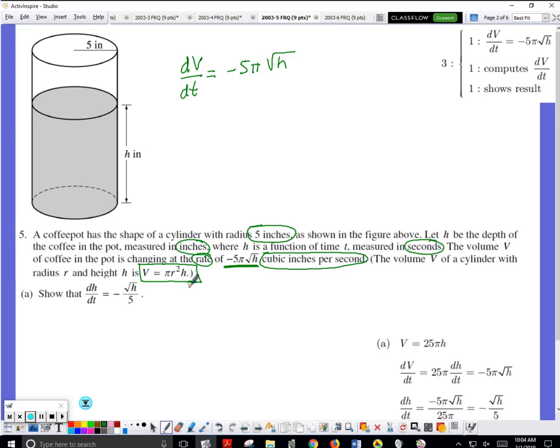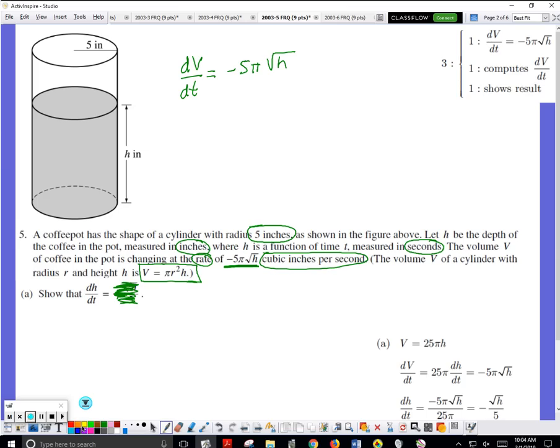Okay. It says show. Okay, everybody, look over this way, please. When they say show, you think find, always. So don't think show, think find. And you can't use this. Like we need to find dH/dt. So this is a related rate problem.